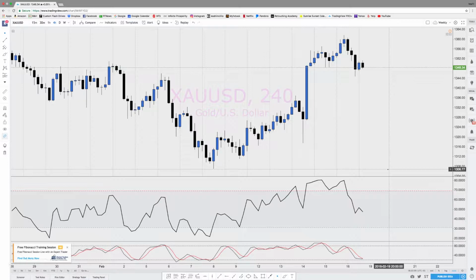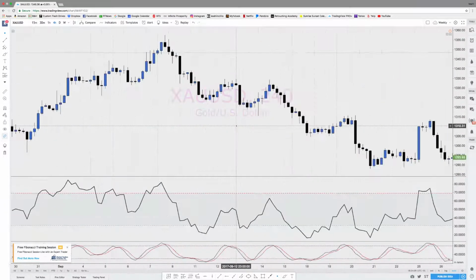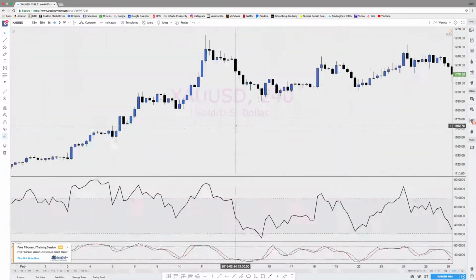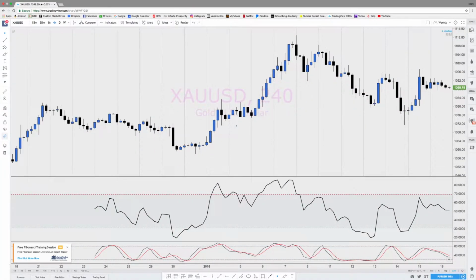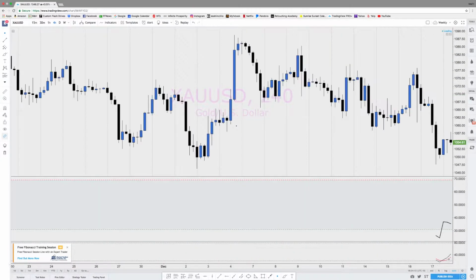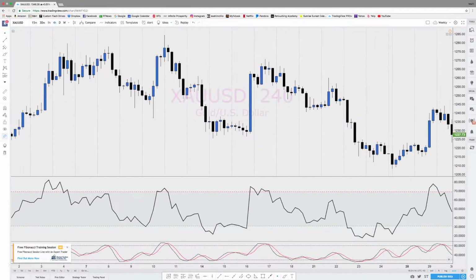So I'm on gold here, 240 or H4 chart, and I'm just gonna scroll back to a random area. Try my best to be super random, and let's hit that one more time, and then we'll go forward twice, and right there, that's a good area.